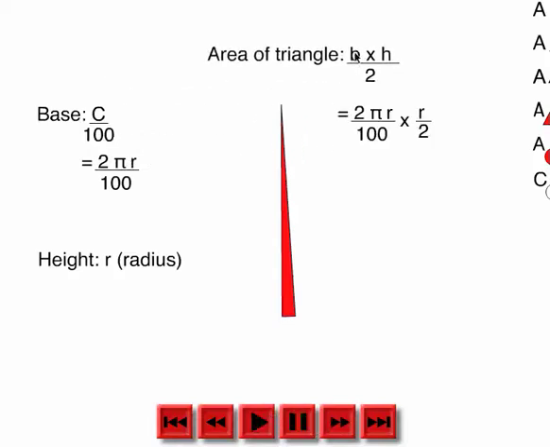So here's our base. Our base is 2 times pi times r divided by 100. We're multiplying it by the height, which is the radius, divided by 2. These two 2's are going to cancel, and the two r's will multiply, and we'll get r to the power of 2.